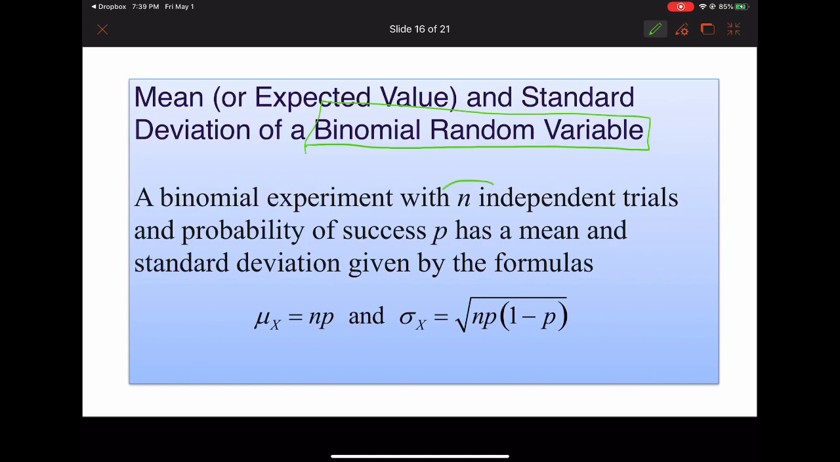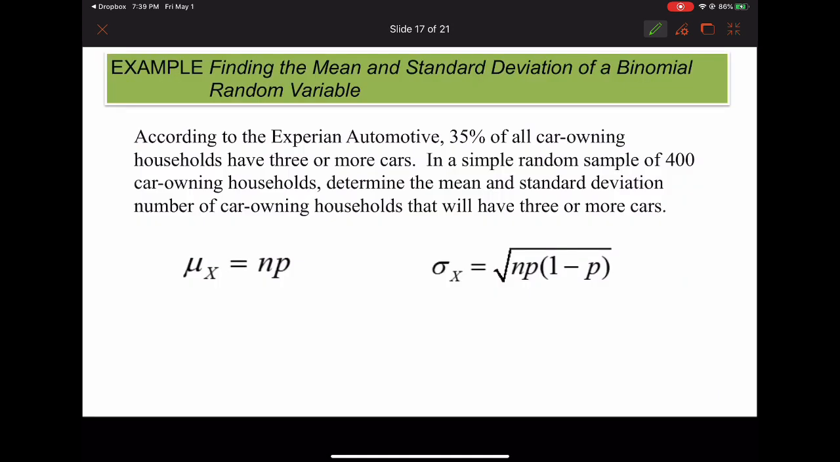So remember that n is the number of independent trials and the probability of success is p. In order to get mu of x here, we multiply the number of trials times the probability of success. In order to find the standard deviation, we do the number of trials times the probability of success times the probability of failure, then take the square root of that. And this will give us our standard deviation. I'm hoping an example will help you out. Let's do an example here.